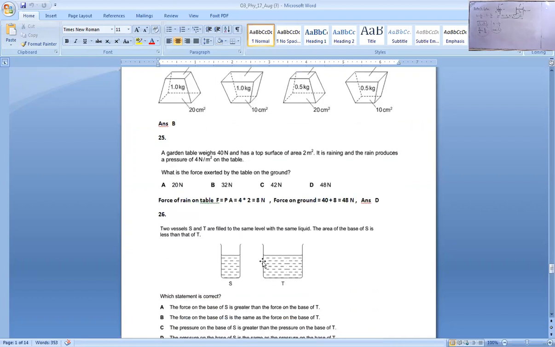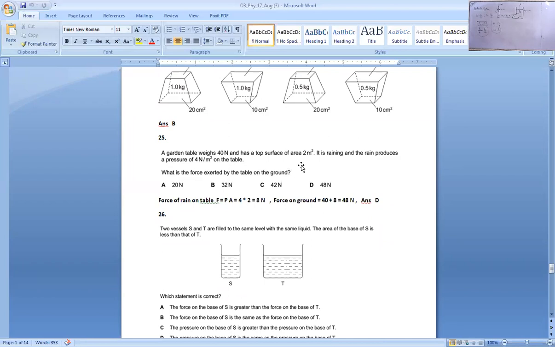Number 25, a garden table weighs 40 Newton and has a top surface of 2 meters square. It is raining and the rain produces a pressure of 4 Newton per meter square on the table. What is the force exerted by the table on the ground? Weight of the table is 40 Newton. Pressure caused by the rain is 4 Newton per meter square.